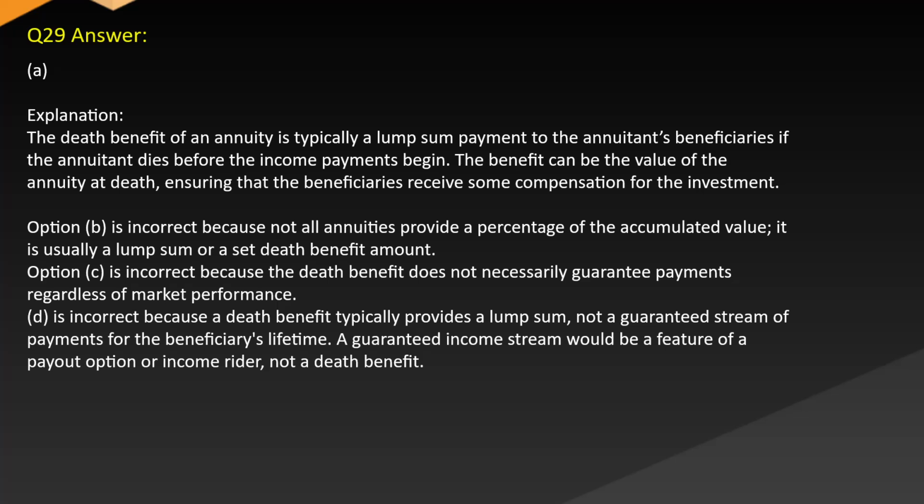Option C is incorrect because the death benefit does not necessarily guarantee payments regardless of market performance. D is incorrect because a death benefit typically provides a lump sum, not a guaranteed stream of payments for the beneficiary's lifetime. A guaranteed income stream would be a feature of a payout option or income rider, not a death benefit.